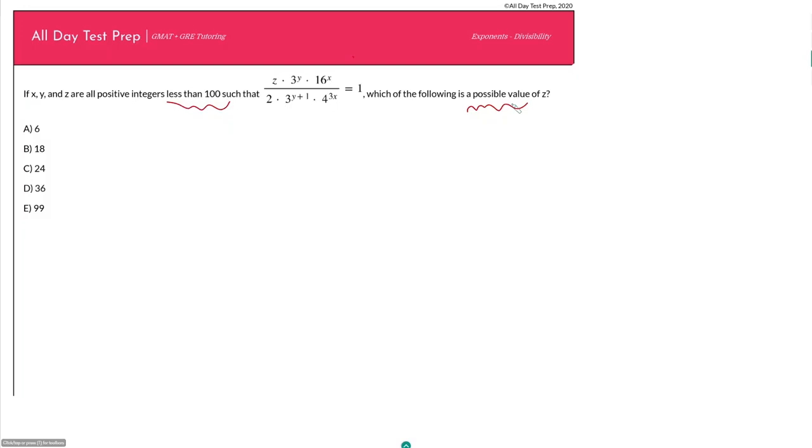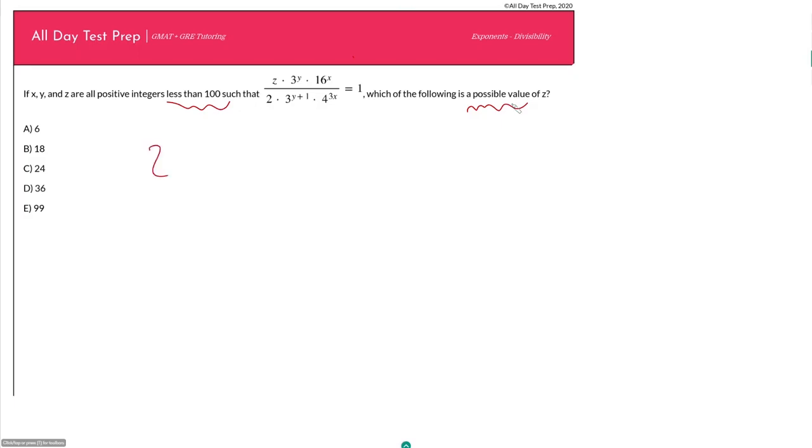So positive integers less than 100. So I'm guessing we will most likely be limited in our values for z, but we will also probably not be able to solve for it. So what I want to do here is, if they're asking me for possible values for z, I should probably get my equation here in terms of z. Then before I do that, though, I want to make sure it is as simplified as possible. And so I want to combine or cancel out as much as I can.